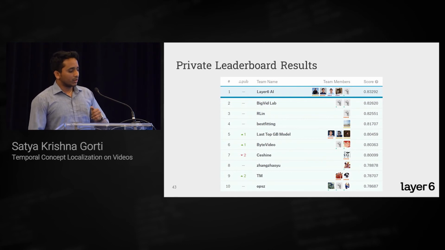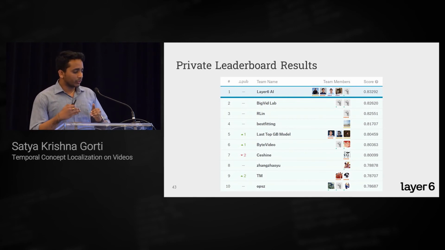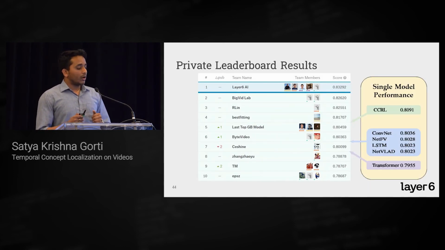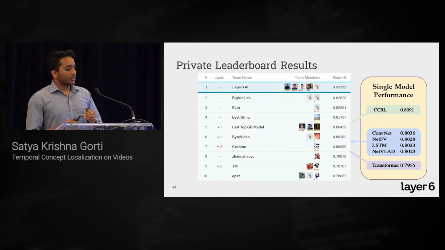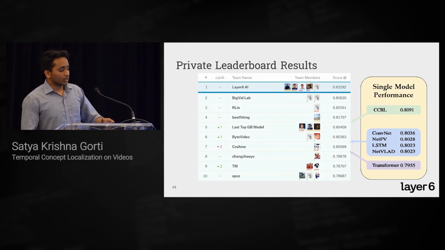We currently have state-of-the-art at 83.292 after ensembling, which is quite a comfortable lead, about 0.6% above the next best team. Also, contrasting with our single model performances, we can see that just CCRL alone stands at 4th place, and other single models stand around 6th or 7th place. And this is actually a very significant result, because most of these are gigantic ensembles, with at least 10 models going in together on all the top 10 teams.